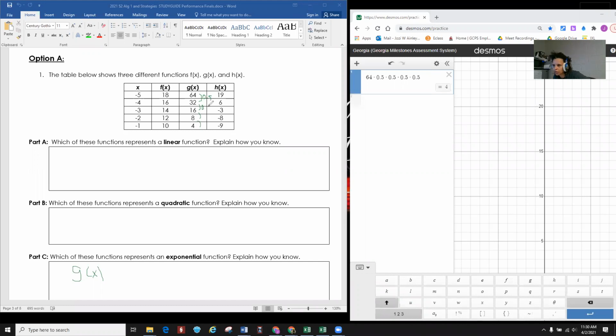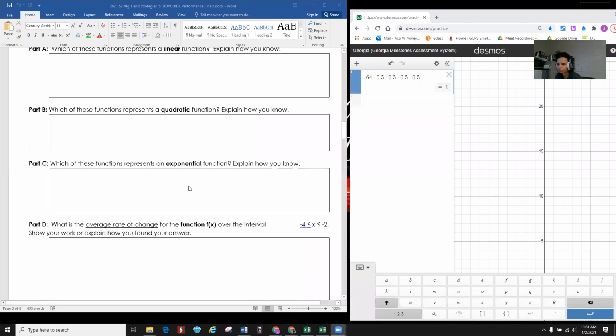So again, you'd copy this work in that box. Copy this part right here in this box, and now you write it down, right? So g of x is exponential because you multiply by a constant number each time, a constant rate each time. So you can say you multiply by a constant 0.5 every time, something along those lines. It's exponential because you're multiplying by 0.5 every time. Okay. All right. And so that's A, B, and C.